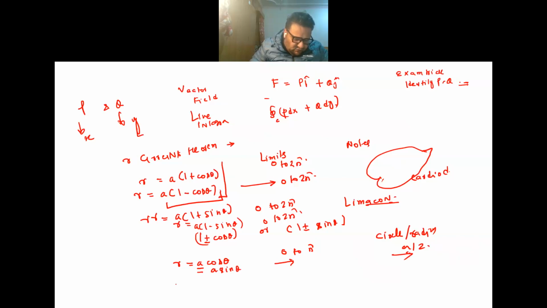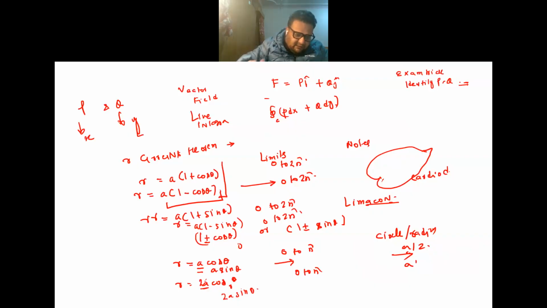Now, if r is 2a cos theta, then your radius will become a, because the radius is the diameter divided by 2. The limit here would be 0 to pi, and your radius would be a. So whether it is 2a cos theta or 2a sin theta, the limit remains the same.